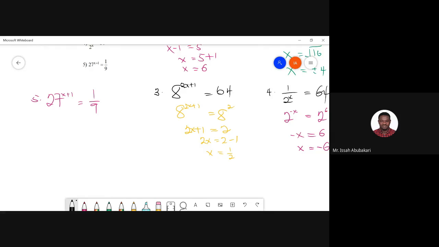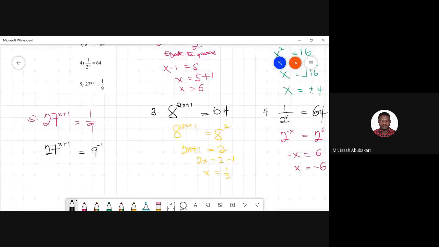So let's just maintain the left side. 27 exponent x plus 1 is equal to, this can also be written as 9 exponent minus 1. Right. So now let's try to change them, because we know 9 exponent 2 will give us 81. So on the right side, we cannot have a common base of 9. Please listen to this again.